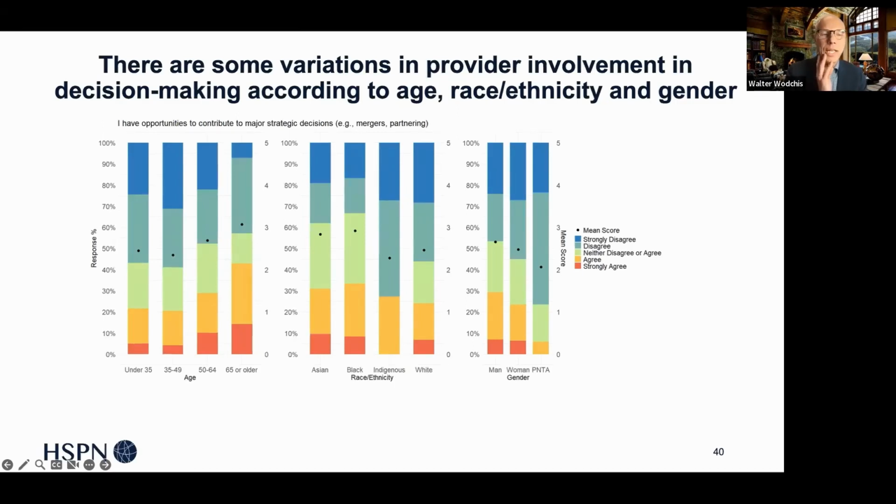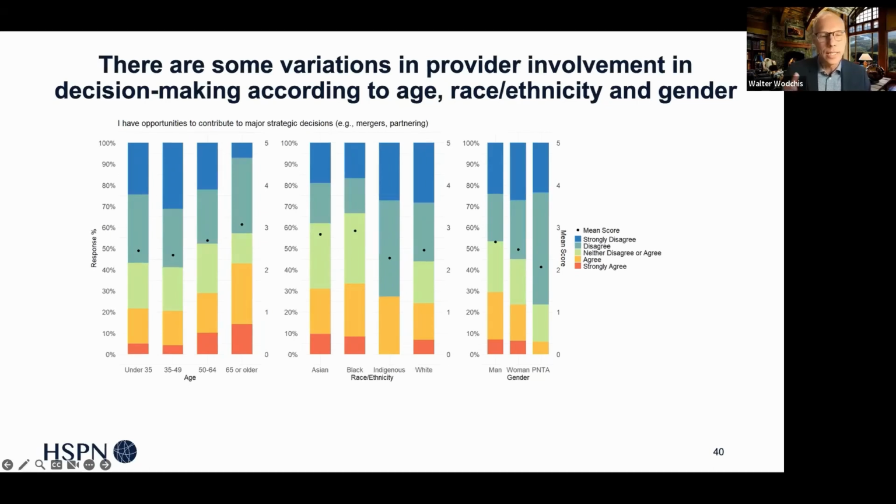But here we see whether people had an opportunity to contribute to major strategic decisions according to age, race, and ethnicity. It's a bit of a combined category. And then also by gender. That's man, woman, and prefer not to answer. You can see that they are not linear relationships. These are sometimes very categorical, and I haven't put these in any ordering at this point in time, but to show some variation.